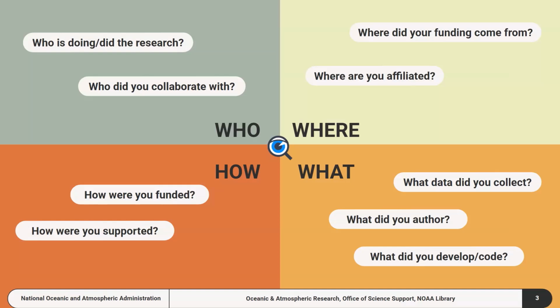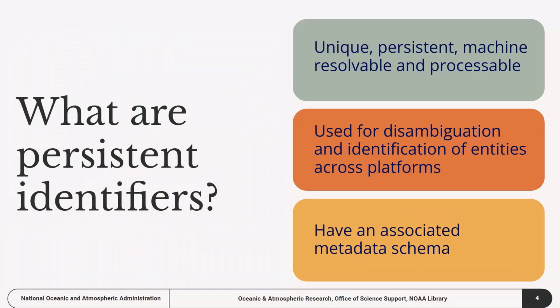How were you funded? How were you supported if you weren't directly funded through a grant or an award? And what did you collect? What data did you collect? What specimens, those sorts of things. What did you author? Did you author anything at all? Did you develop any code or a software program, any sort of algorithm, a model? Was there a patent involved? I don't have it here on the slide, but maybe a patent was developed as part of this research. So it's sort of the what aspect. So each of these is tied to a persistent identifier, each of those four sorts of elements.